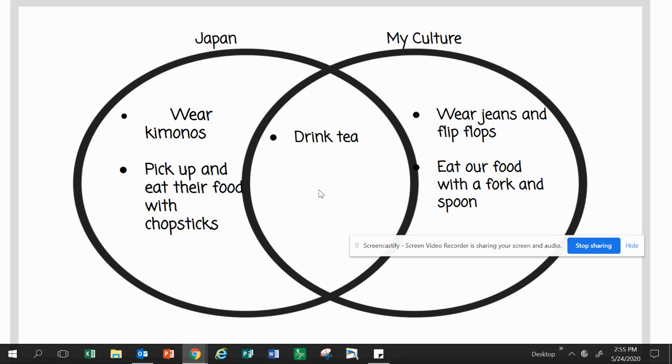You're going to give 2 to 3 examples of how the Japanese culture is different than your culture, and at least 2 examples of how they are the same.